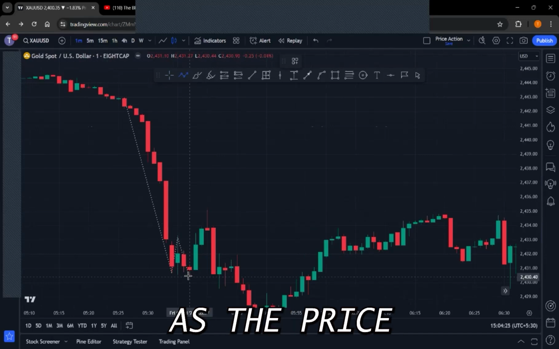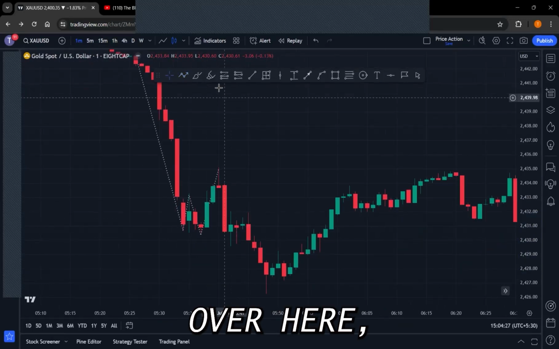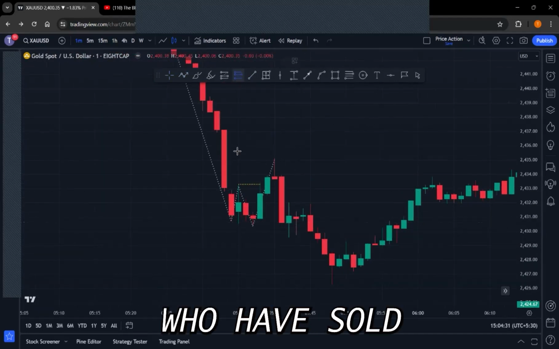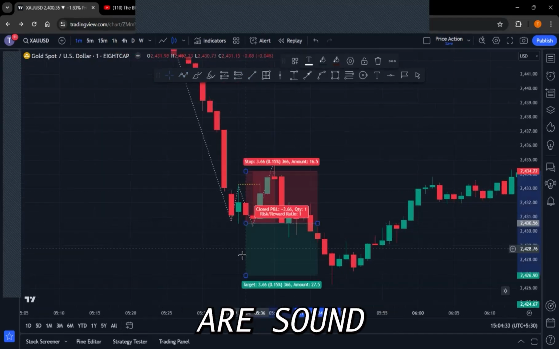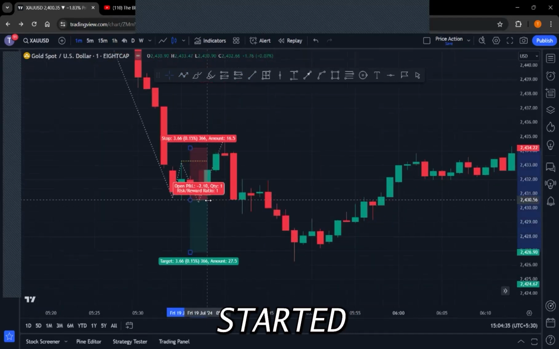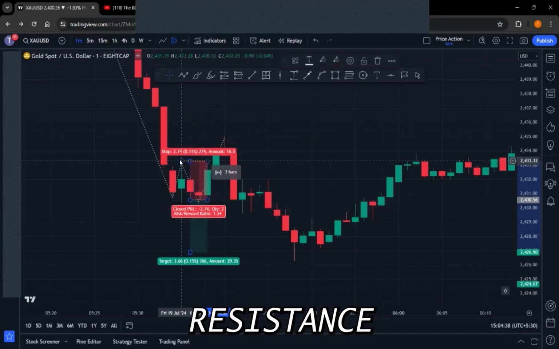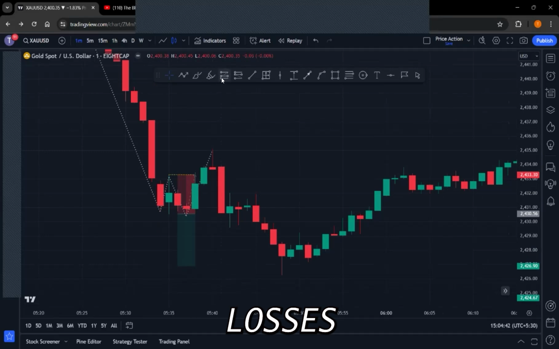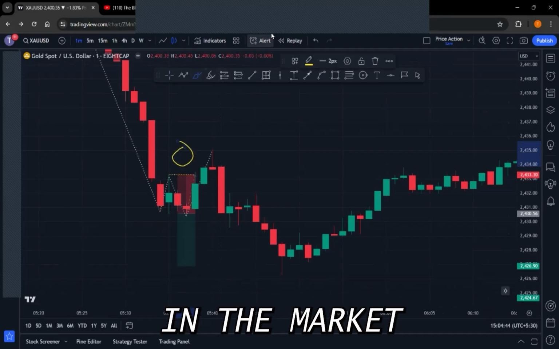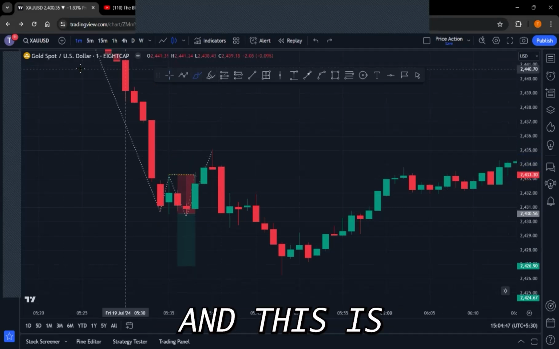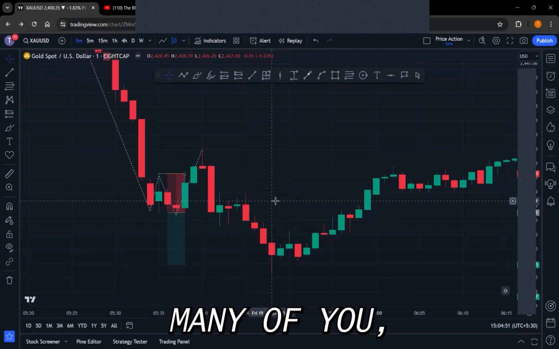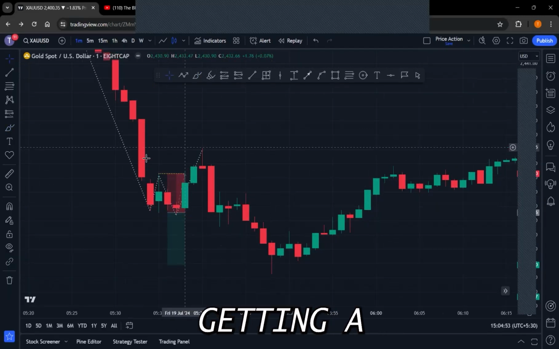And as soon as the price takes out this previous liquidity over here, as you can see, the price has taken out the stop losses of the various sellers who sold from this level as they saw the breakout in the market, and they started selling, putting their stop loss on the nearest resistance over here. What happened? The price went upside and took out all the stop losses of these sellers, the early sellers in the market. And this is where you are creating problems for yourself as well. I know that many of you are making the same mistake and getting your stop losses hit.